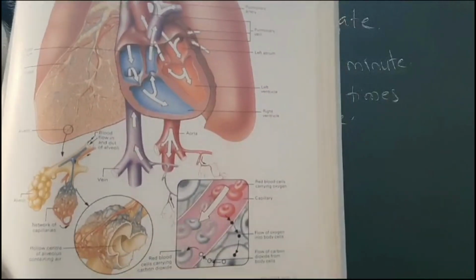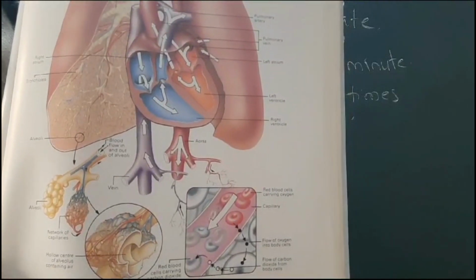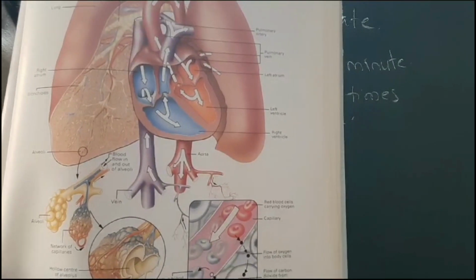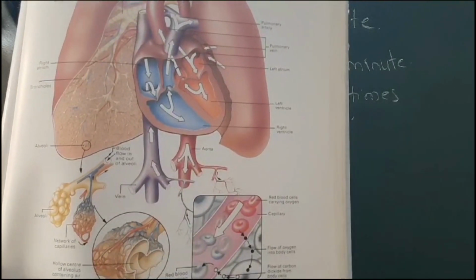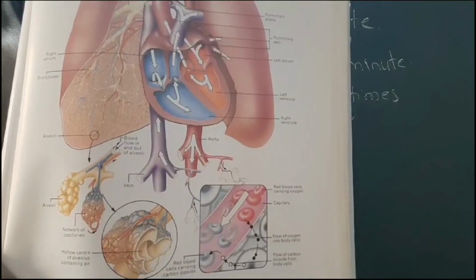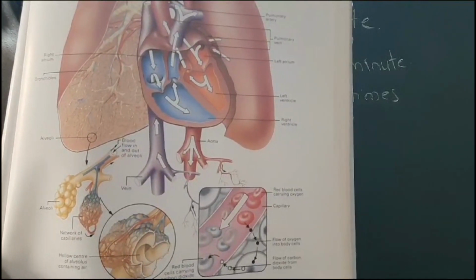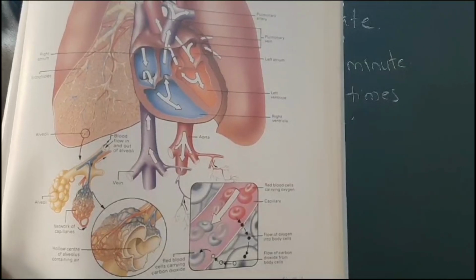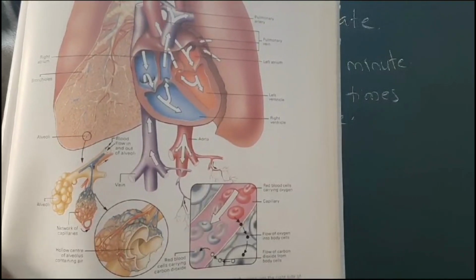Hope you can see this. Our lungs, bronchi, bronchioles, then alveoli, alveolus, capillary, gas exchange. All this you can see very clearly. Hope you understood the gas exchange.